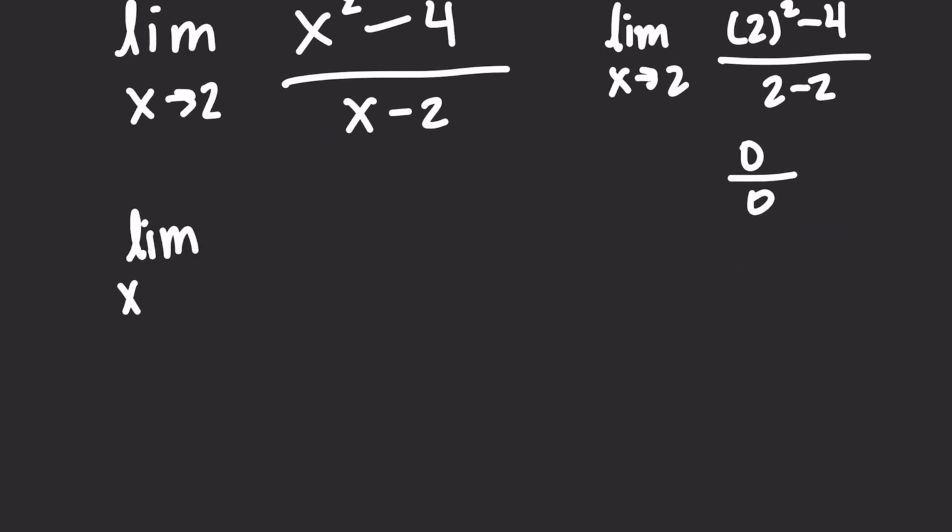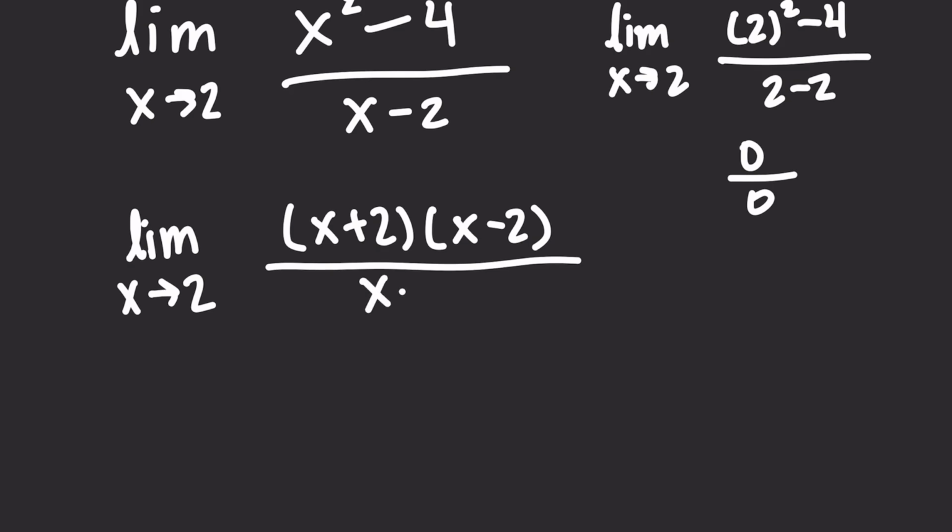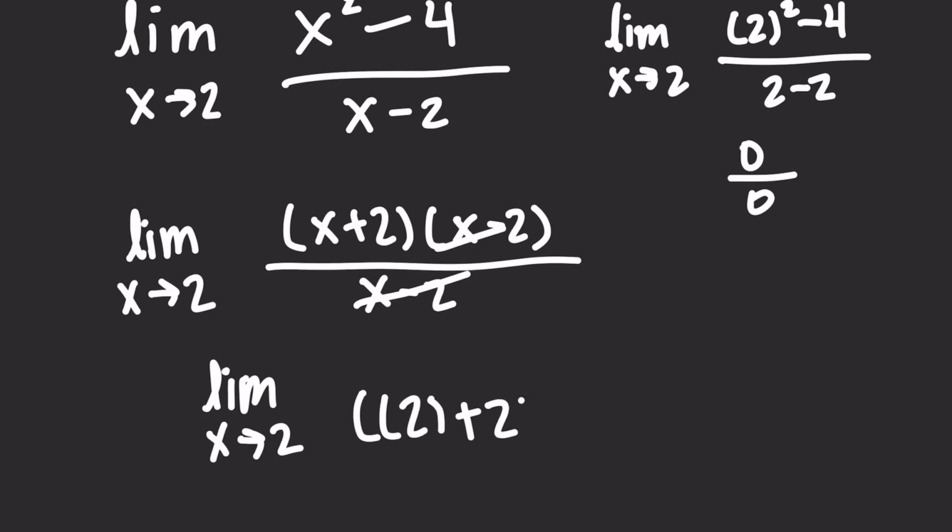But instead, if we end up doing our factoring to simplify, we can write this as x plus 2 and x minus 2 over x minus 2. We can cross these out again. Our limit as x approaches 2 is 2 plus 2, or limit as x approaches 2 is 4.